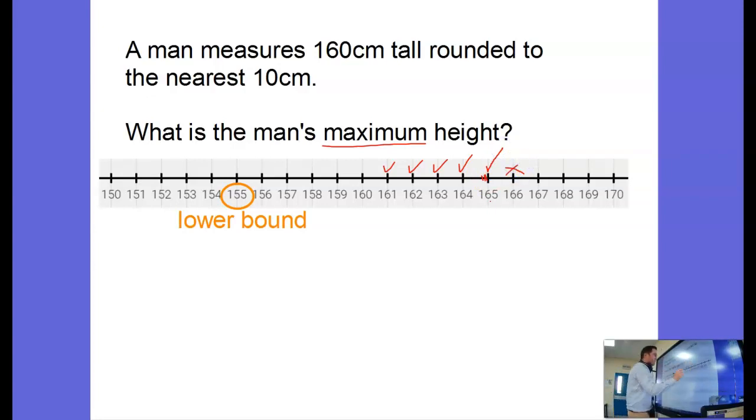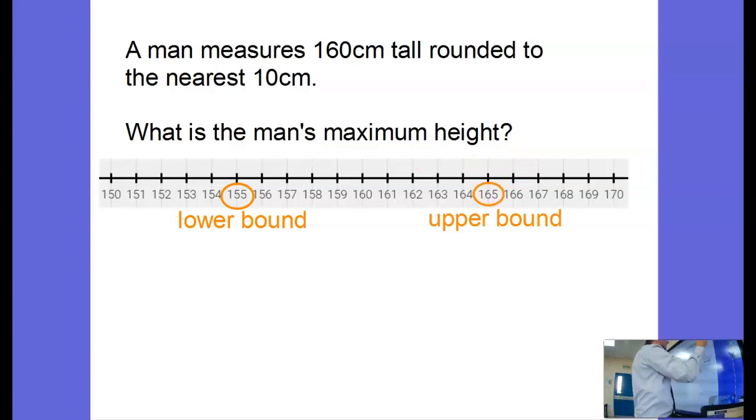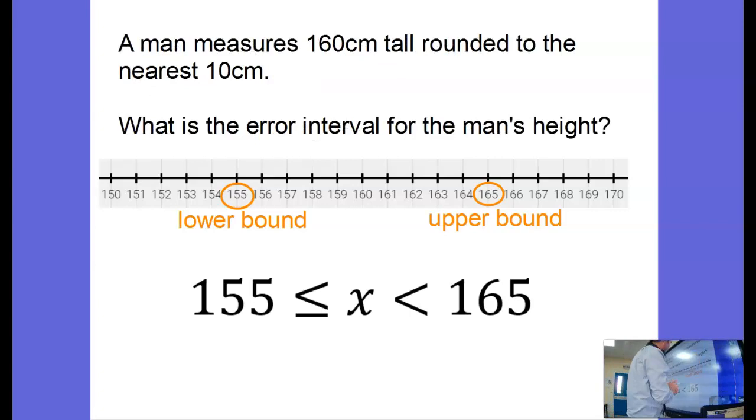It's definitely not 166. But we're going to use a little bit of clever maths to say that is the upper bound, but it cannot actually equal 165. Now, it could be 164.9, so we can't use 164 as the upper bound. That's not right. So what we do is we use inequalities to show this.